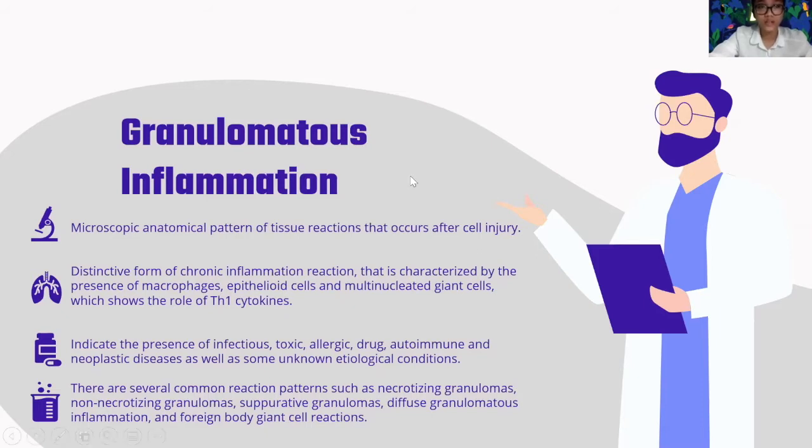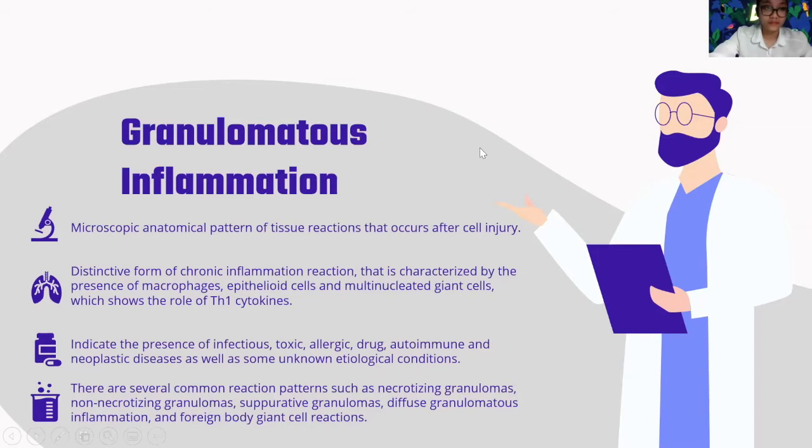In addition, there are usually other cells, especially lymphocytes, plasma cells, and fibroblasts. Agents that cause granulomatous inflammation cannot be degraded by polymorphonuclear leukocyte, macrophage, and other chemical mediators related to the inflammatory reaction.